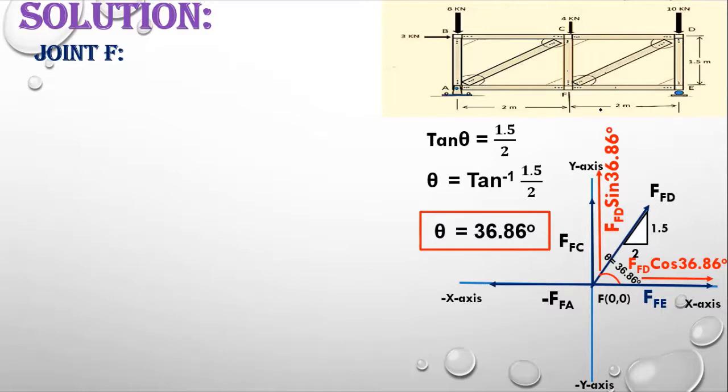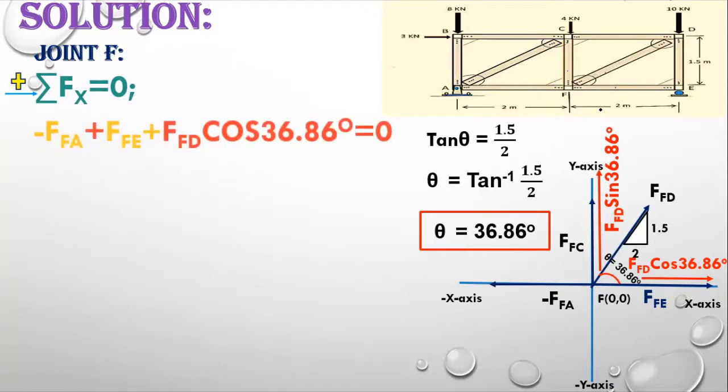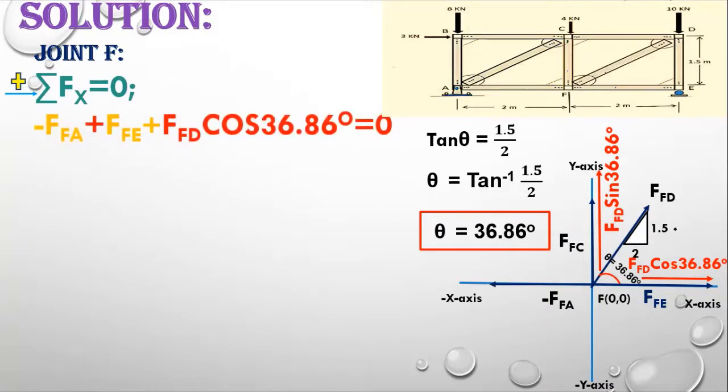So now we are going to sum up horizontal forces and vertical forces. Let's see which force we have to sum up first. We have to sum up horizontal forces first. So how many forces come over here? Minus FFA plus FFE plus FFD cos 36.86 degree. You can see the equation here: minus FFA, this one, and this one. These are the three forces we have to sum up over here.